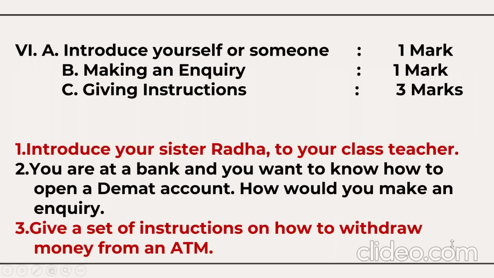Go to bank, right? Insert the ATM card, select the language, select the option like which account you have, enter the password. So like this, you need to give the instructions for 3 marks. So this is how these 5 marks questions come from the unit language functions.